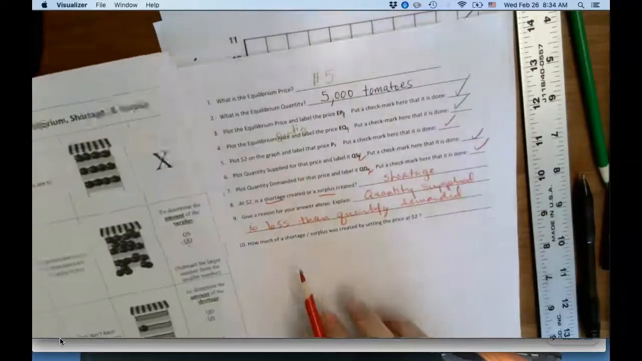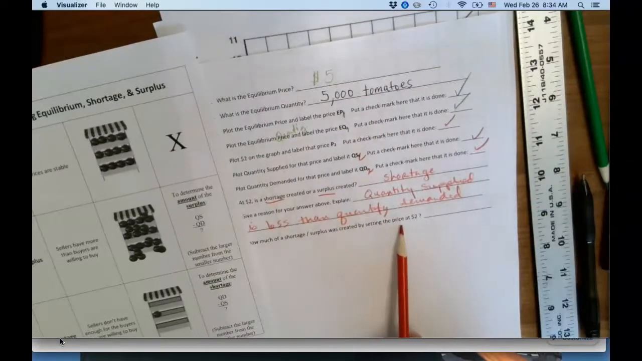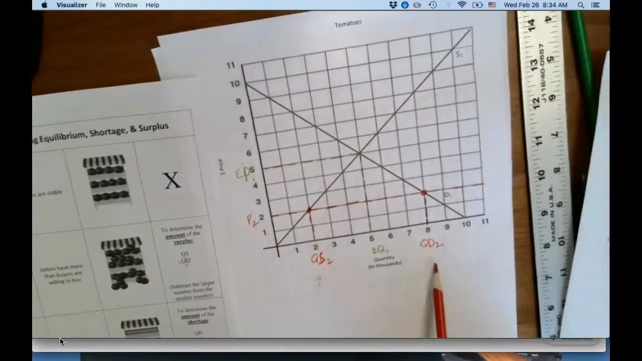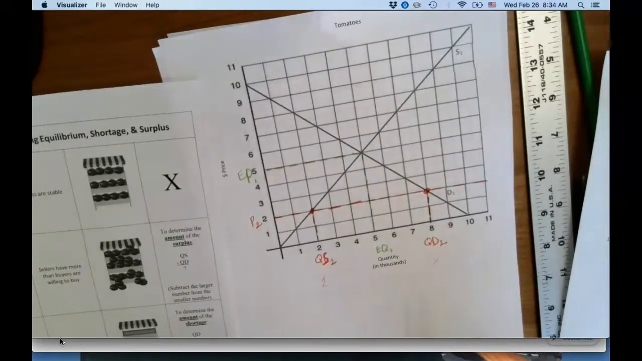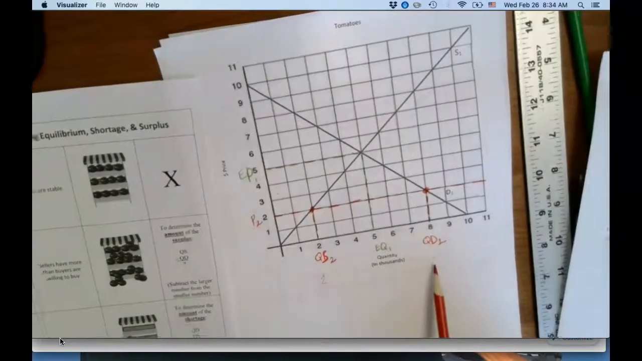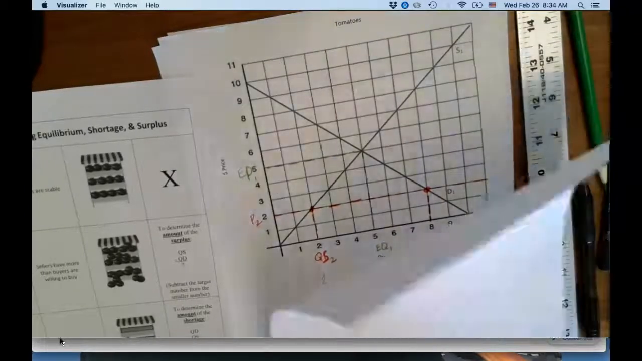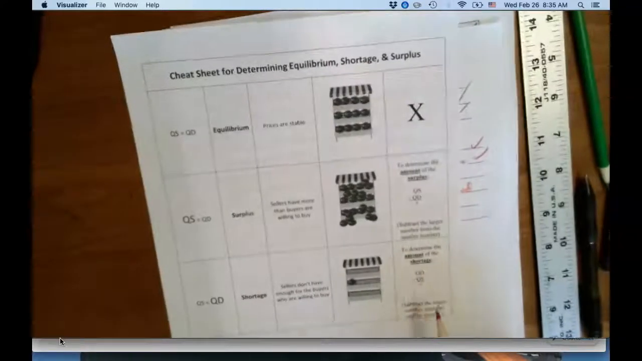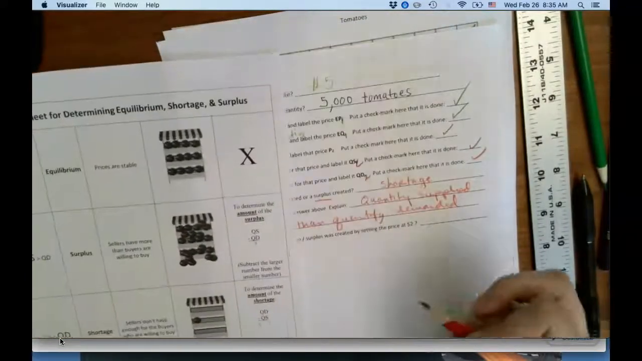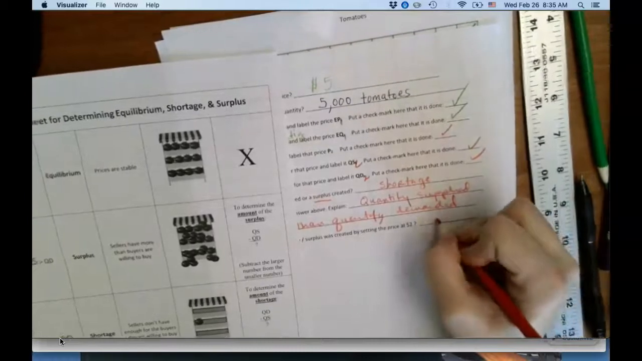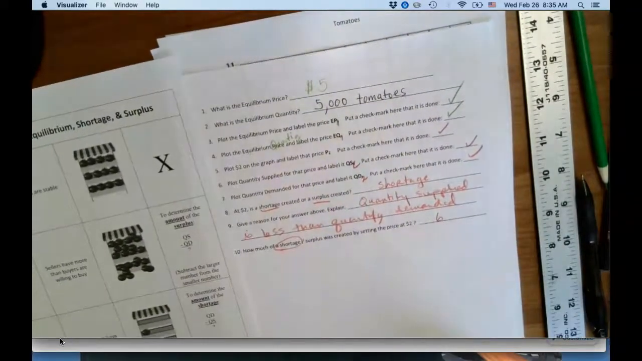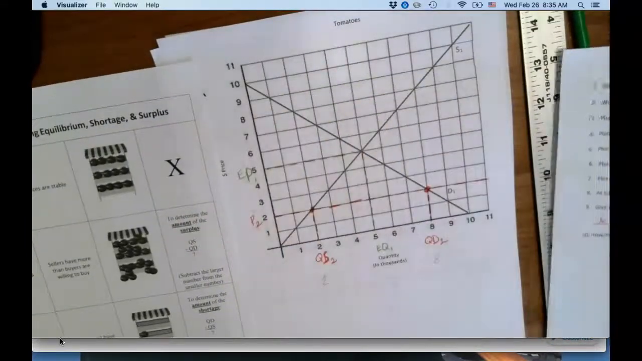Okay, and then how much of a shortage or surplus was created by setting the price at $2? All you basically do here is, once you figure out those numbers, you subtract the smaller number from the bigger number. So what's the difference between 8 and 2? The answer is, or you could look at the fancy thing here for shortage: bigger number minus smaller number, you end up with a shortage of 6. There's 6 less than there should be, or 6,000.